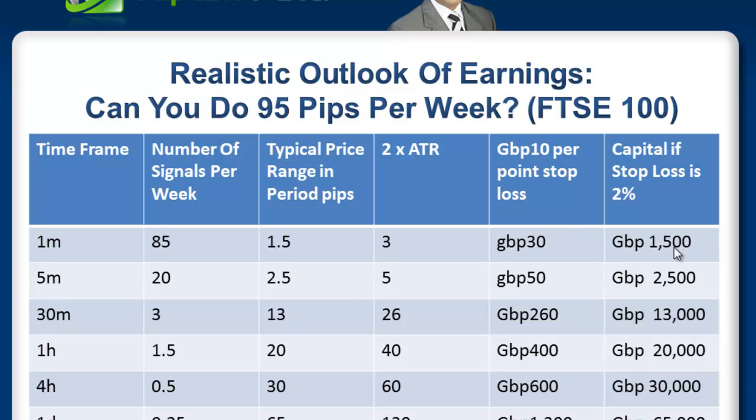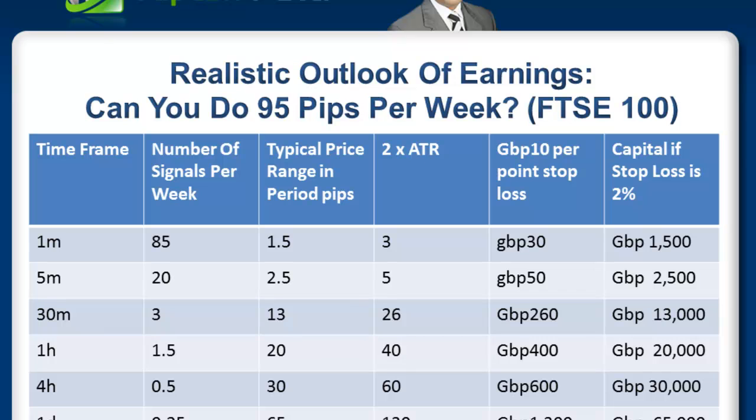And you might say to yourself, well, wait a minute, I've got a lot more capital than £1,500. That's fine. Then you know that you can bet more than £10 a point. Because if you've got 10 times as much capital, you've got £15,000, then you'd be betting £100 a point in that example. Similarly, let's look at the other end, 1 day.